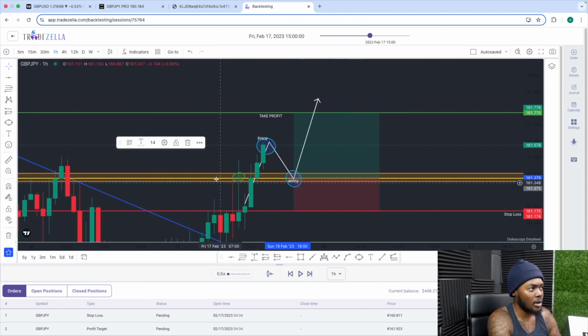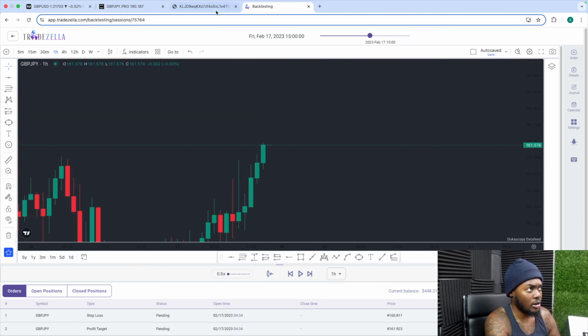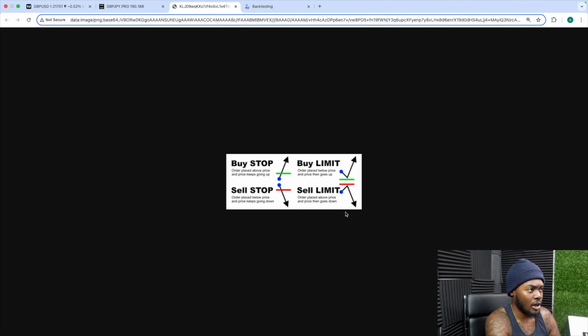We just talked about buy stops. This is a buy limit. Buy stops, price needs to be below. You're anticipating for price to keep going up. And buy limit, you are anticipating price to retest, to come back down to then go up. So, simple, easy enough. Let's talk about sell stops and sell limits.